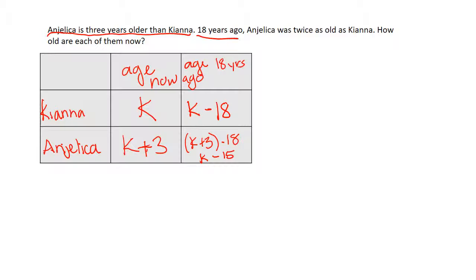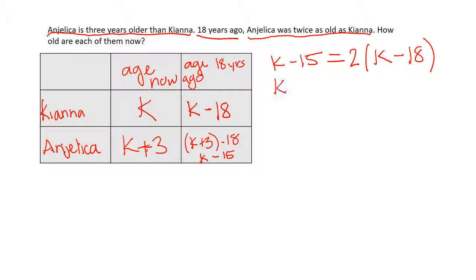This is where we're going to use this piece of information, that Angelica was twice as old as Kiana 18 years ago. So twice as old means 2 times Kiana's age. So Angelica's age, K minus 15, is twice Kiana's, which is K minus 18. Sweet, now we have an equation that we can simplify and solve.